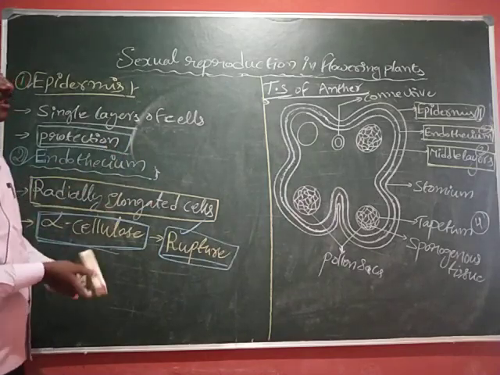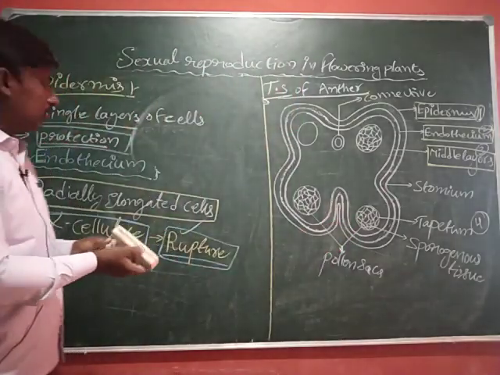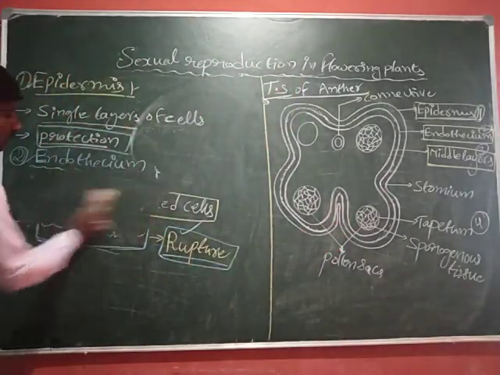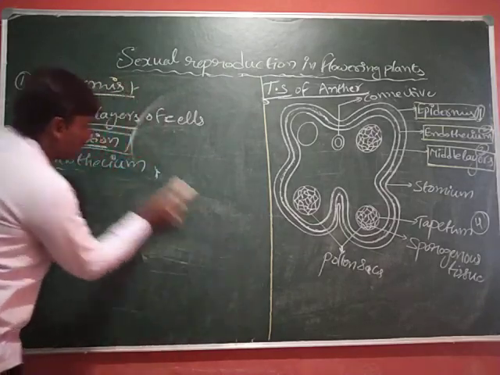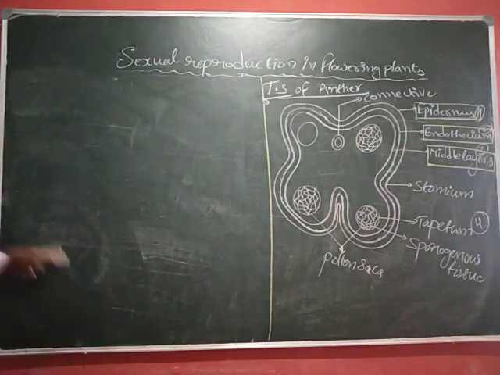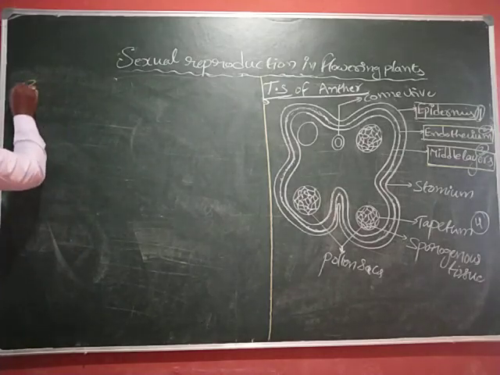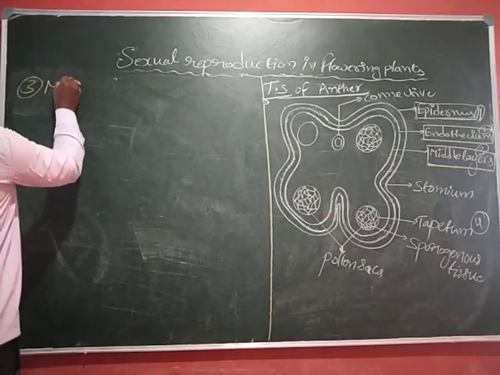Now let us see the next one. The third anther wall layer is the middle layers. Now I am going to explain it.